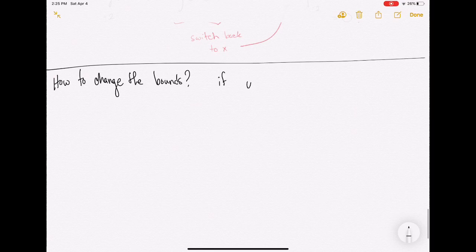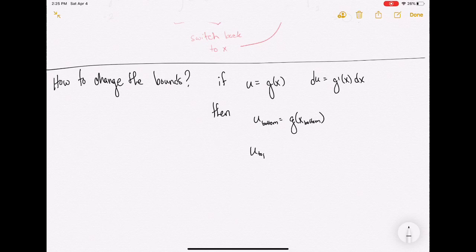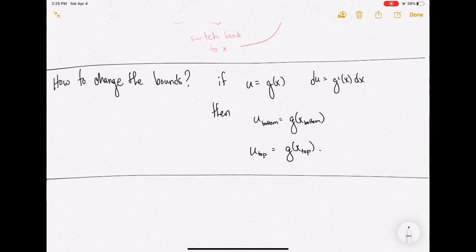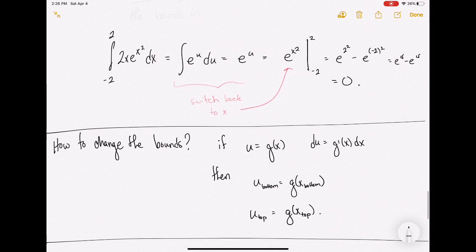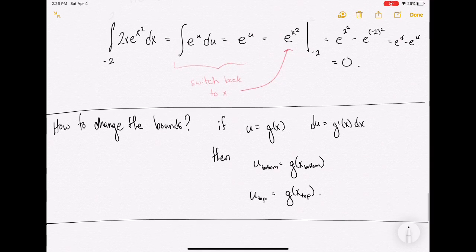So if u is some function of x, that's very normal, then du would be g prime of x dx. Then just what we had before, u bottom is g of x bottom, and u top is g of x top. So that's how you want to think about it if you're really confident you want to do everything in terms of u. I mentioned this because one of your homework problems says to do it in terms of u, so you should at least know how to do it once. But aside from that, I always like switching it back in terms of x and then just plugging the bounds in.